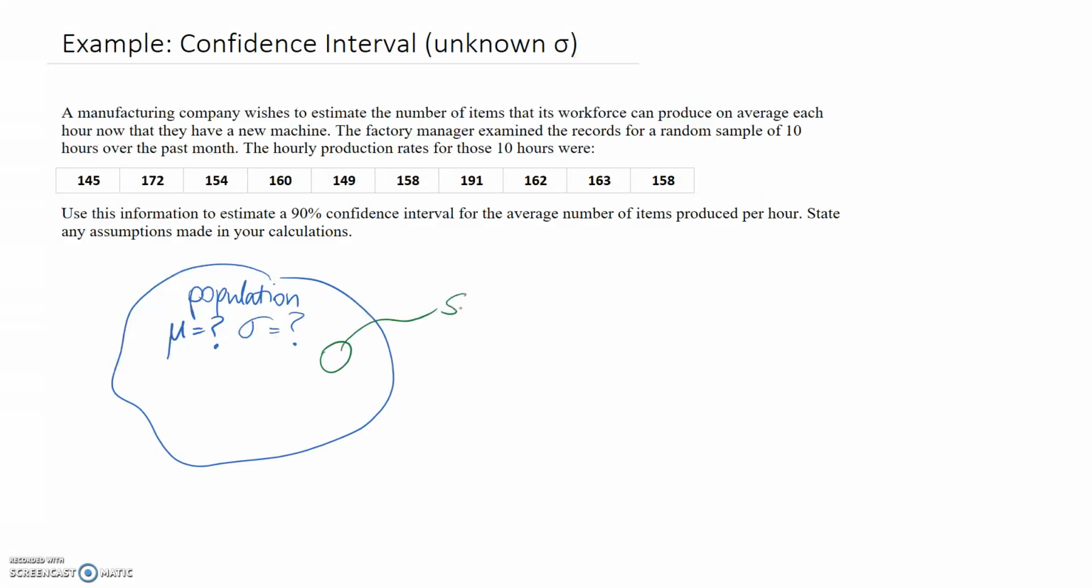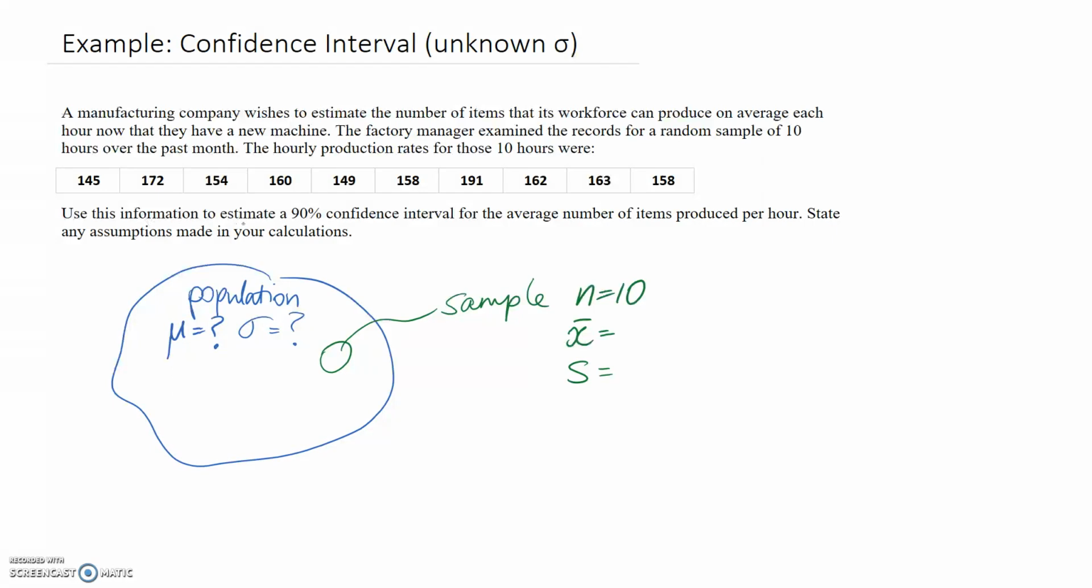So what we're doing though is we're drawing out a sample from the population, and that's these 10 hours worth of data. So that means that we have n is equal to 10. And since we're given the raw data, what we should be able to do is work out x bar, which is the mean of these values, and we should also be able to work out s, which is the standard deviation of those values. So before we get to that in a moment, let's just figure out what calculation we're going to need to do.